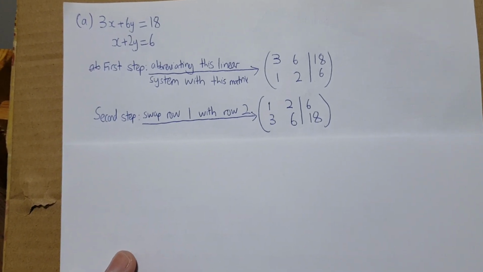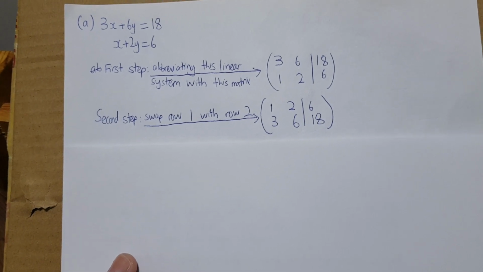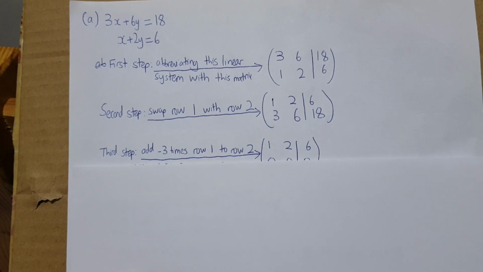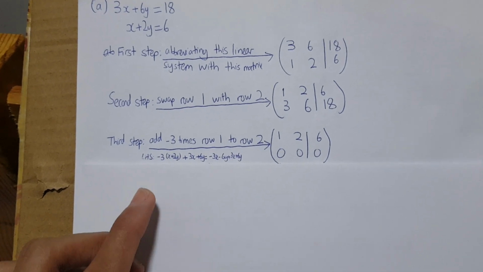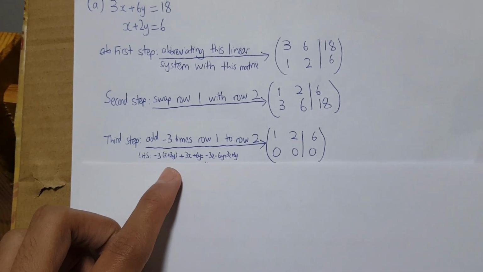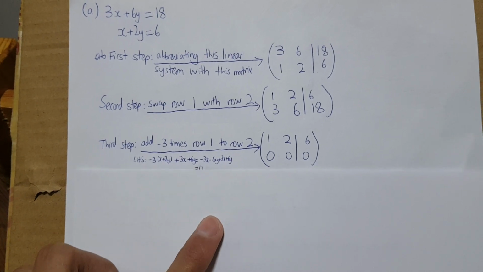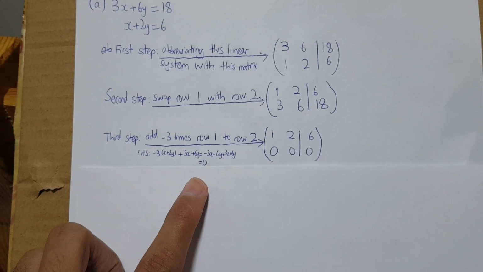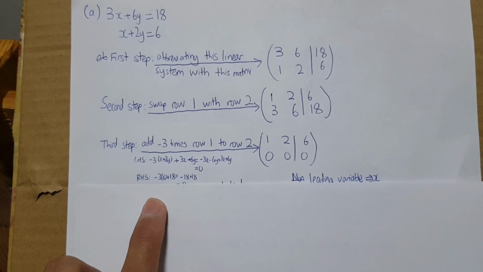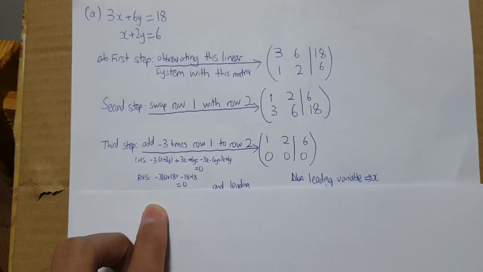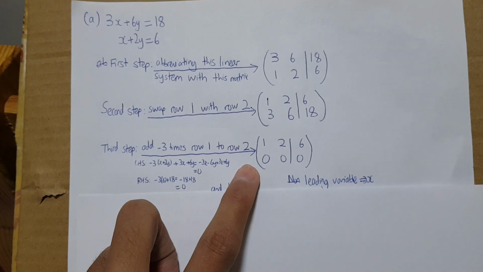After this, we can eliminate the x variable easily. So we add minus 3 times row 1 to row 2. We get this. The left hand side will go to 0 again, and you do this until you get 0. So there are no variables, and the right hand side goes to 0 as well. Hence this means that there are no variables on the second row.